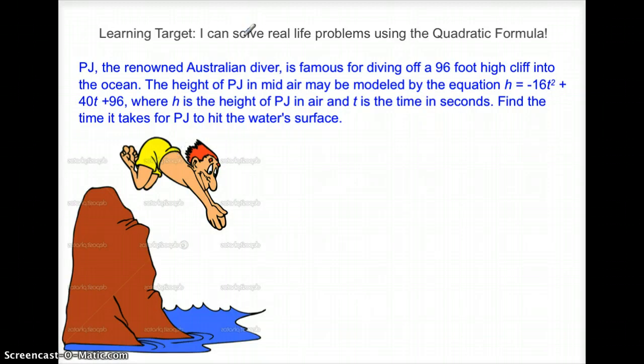Now, I will say I don't know how accurate this problem is. I just made it work out nice for the numbers so we could factor. Don't try this at home.